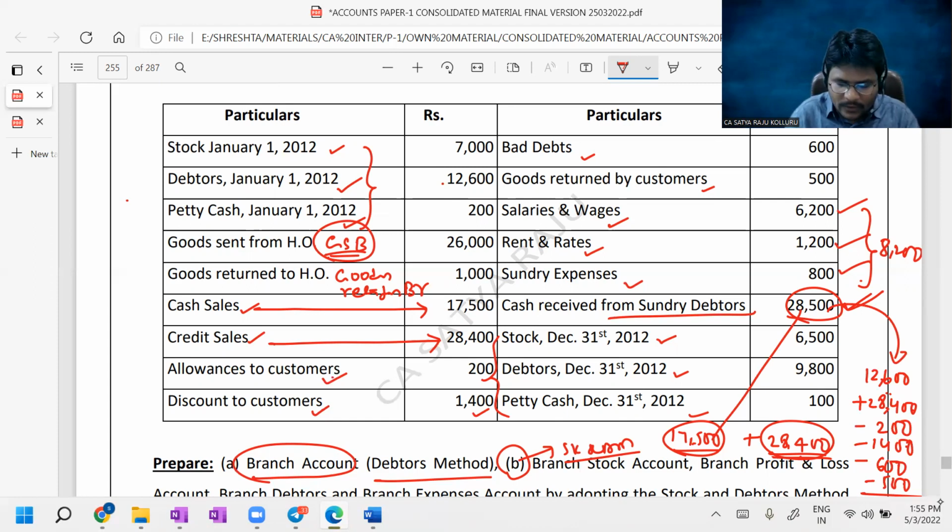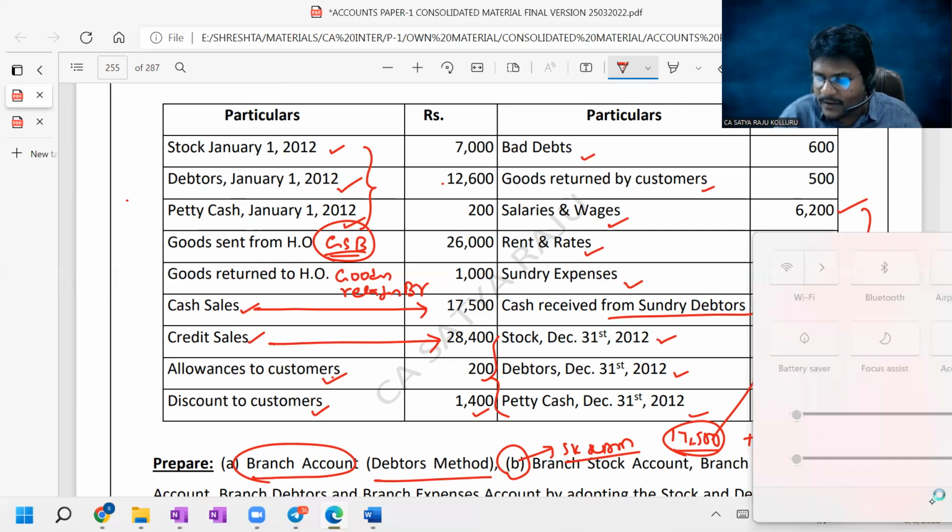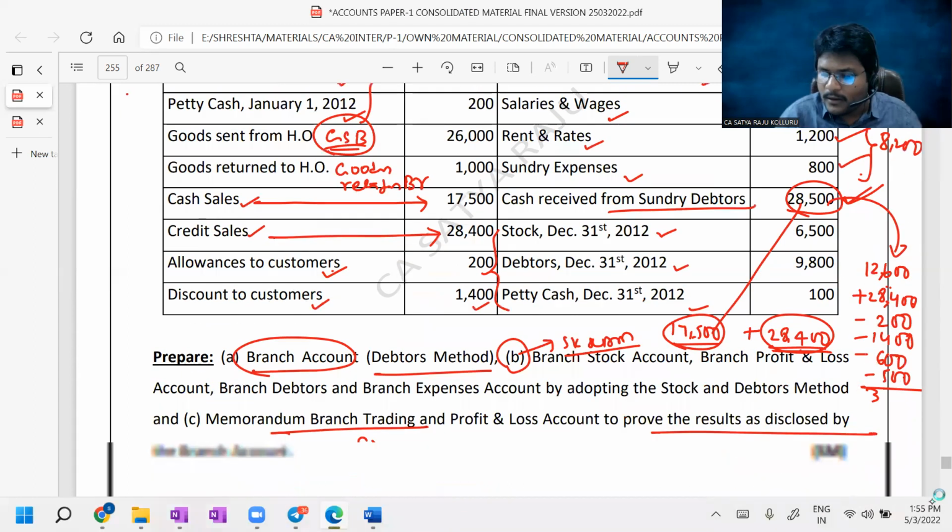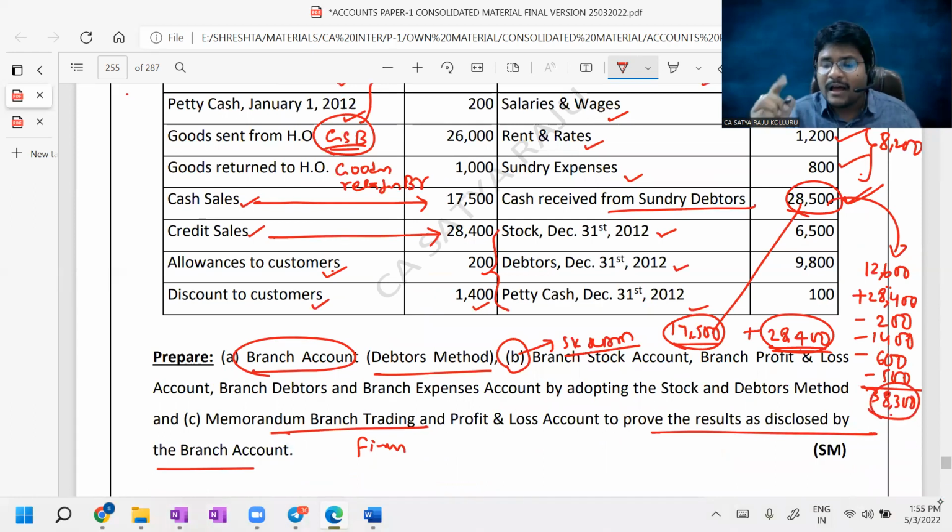12,600 plus 28,400 minus 200 minus 1,400 minus 600 minus 500. I got 38,300. This figure is 38,300. Please concentrate. Just a moment. Which is the balance of debtors. But if you check the real closing balance of the debtors, which is 9,800. Now 38,300 minus 9,800, then you will get the cash collected from debtors.